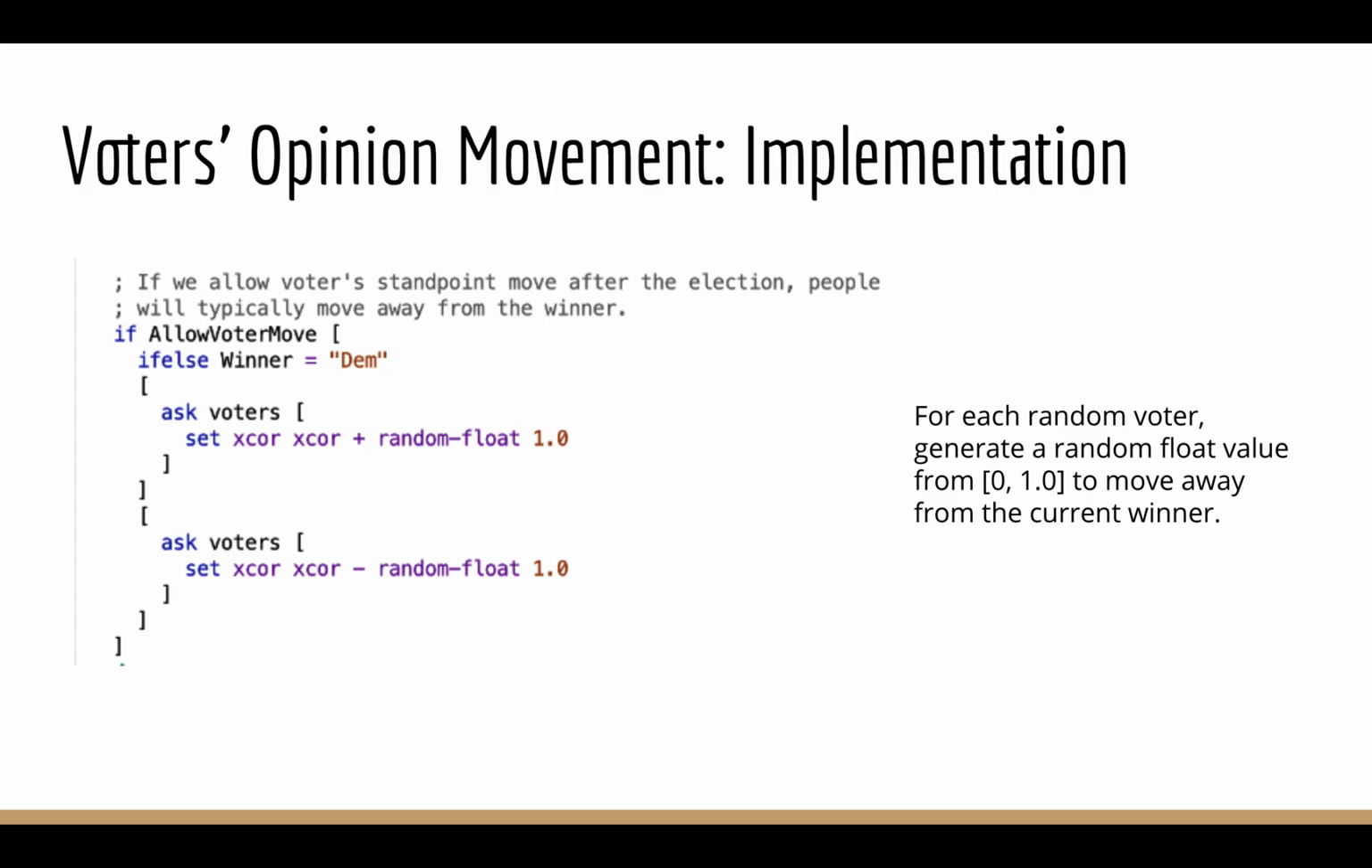The implementation is quite straightforward. If the winner is Democrats, people will move a little bit towards positive with a random float. Reversely, they will move towards the negative.